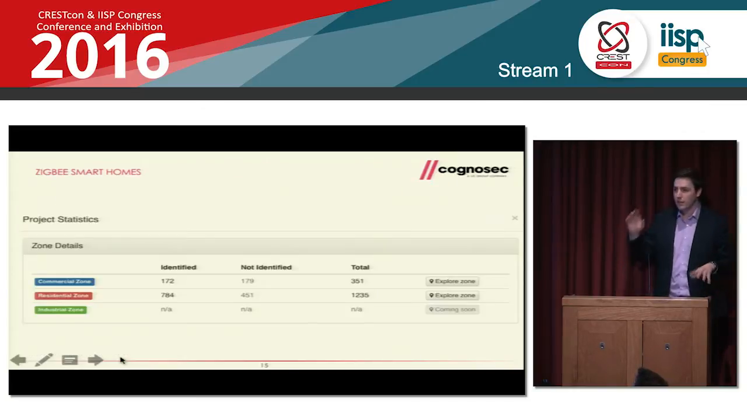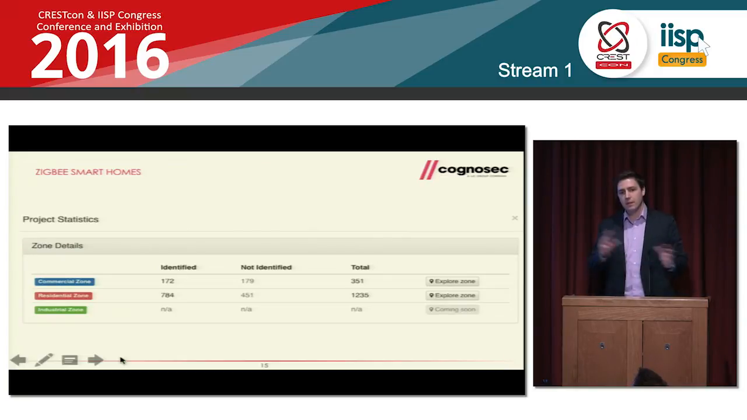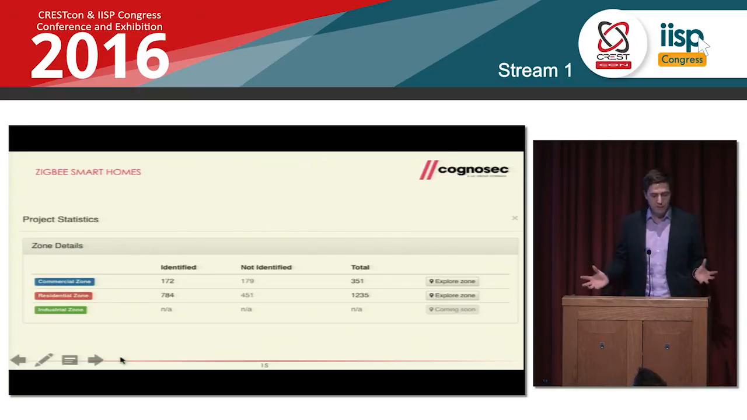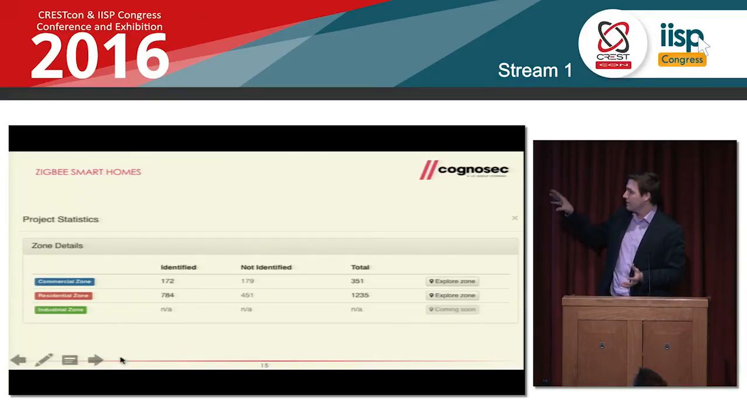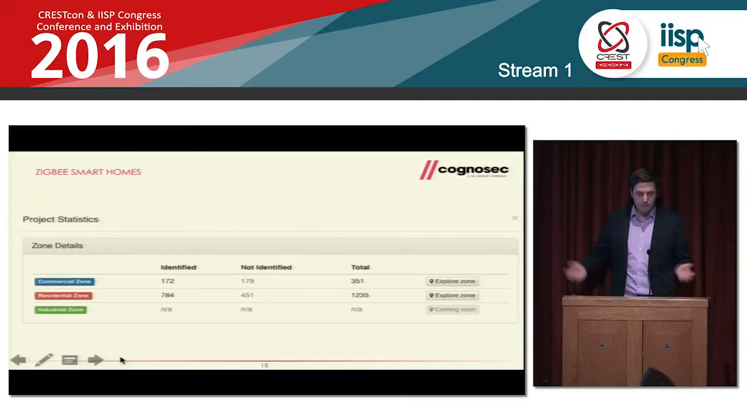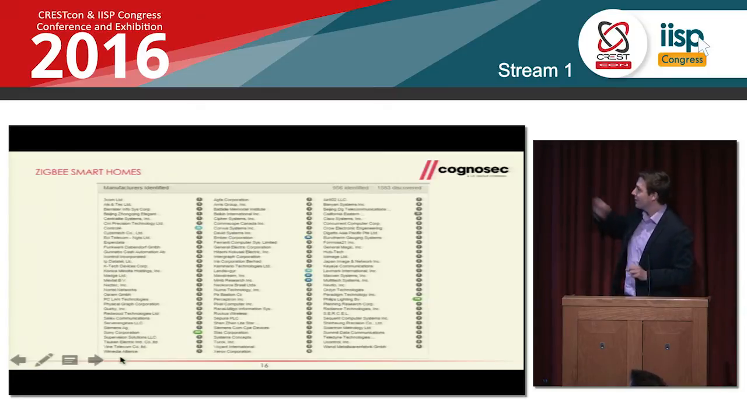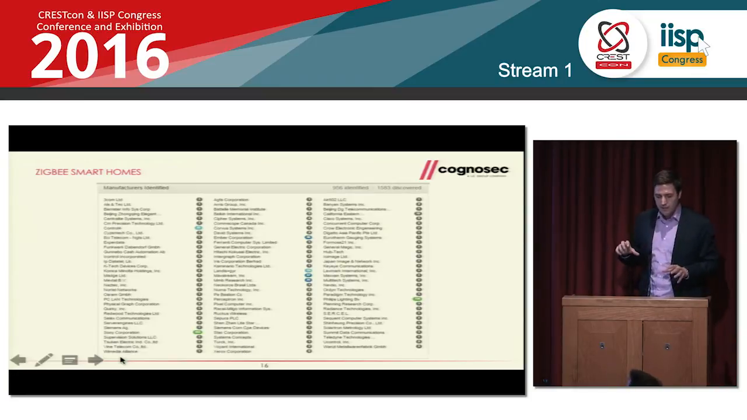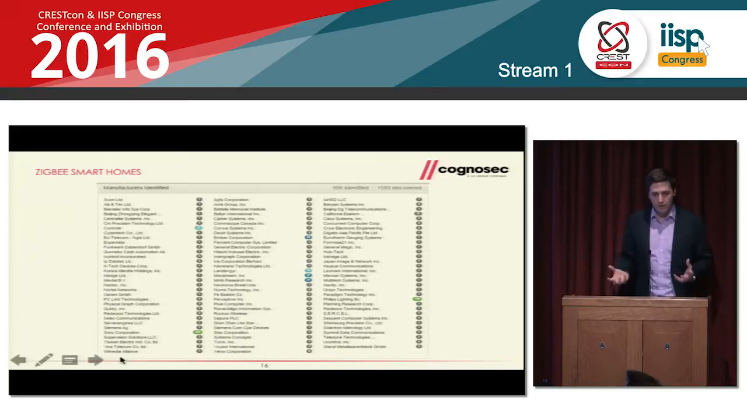You can also click on the devices on the map and see the MAC address and what vendor it is. It's very interesting because I think that's a very early screenshot. After a couple of days, they found nearly 1,000 devices out there. For me, it was also very interesting to see what vendors are out there and what products are popular.